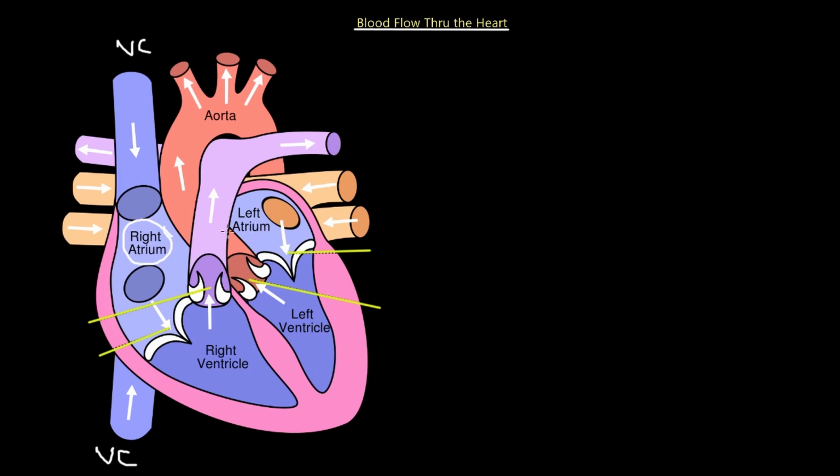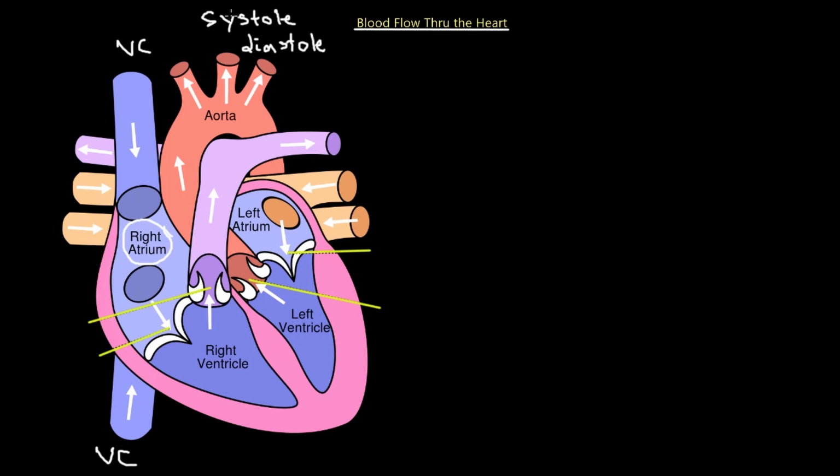First, the atria are going to contract, while the ventricles are relaxed in diastole. Heart contraction is called systole, and heart relaxation is diastole.